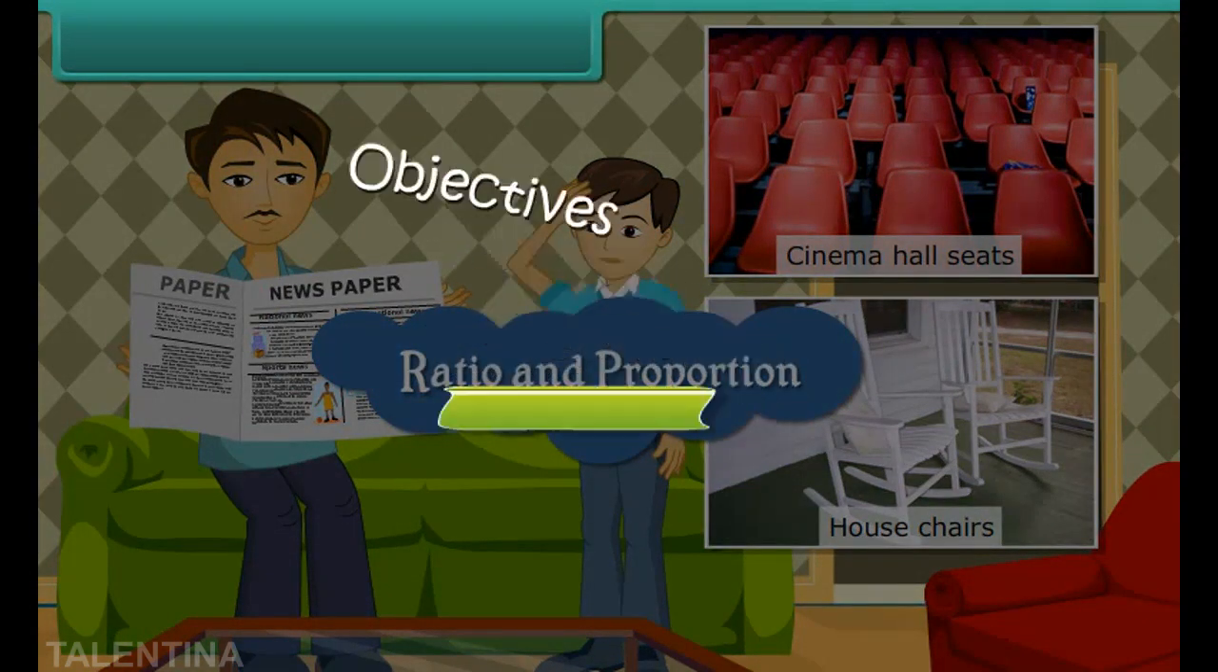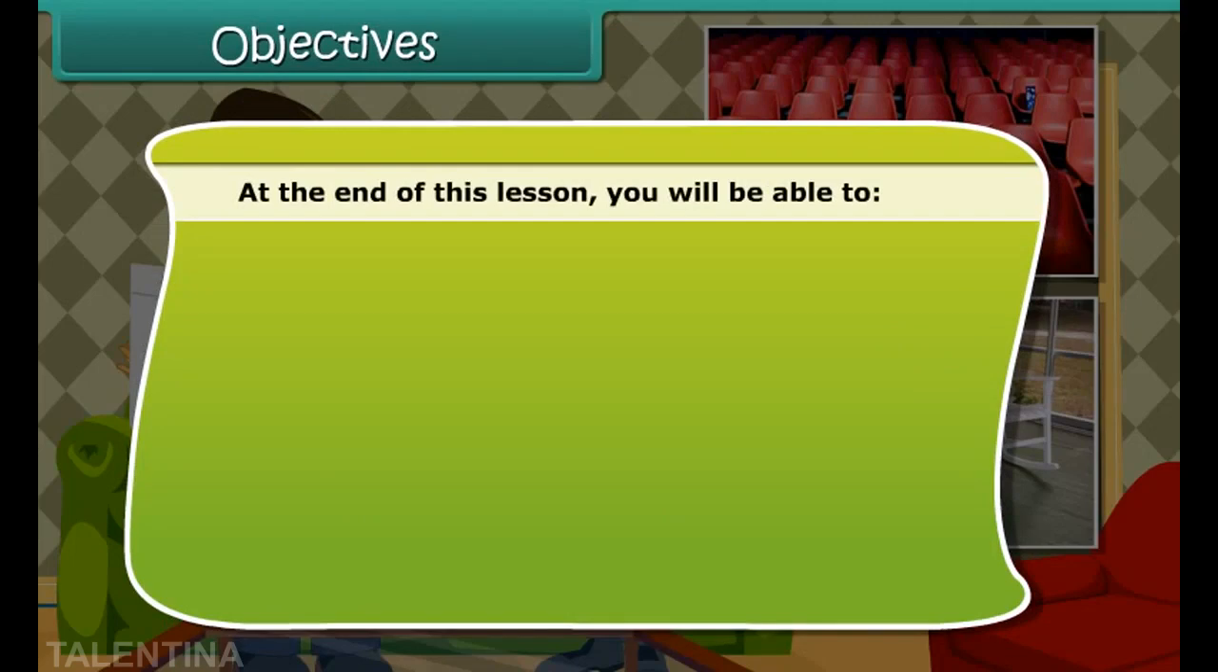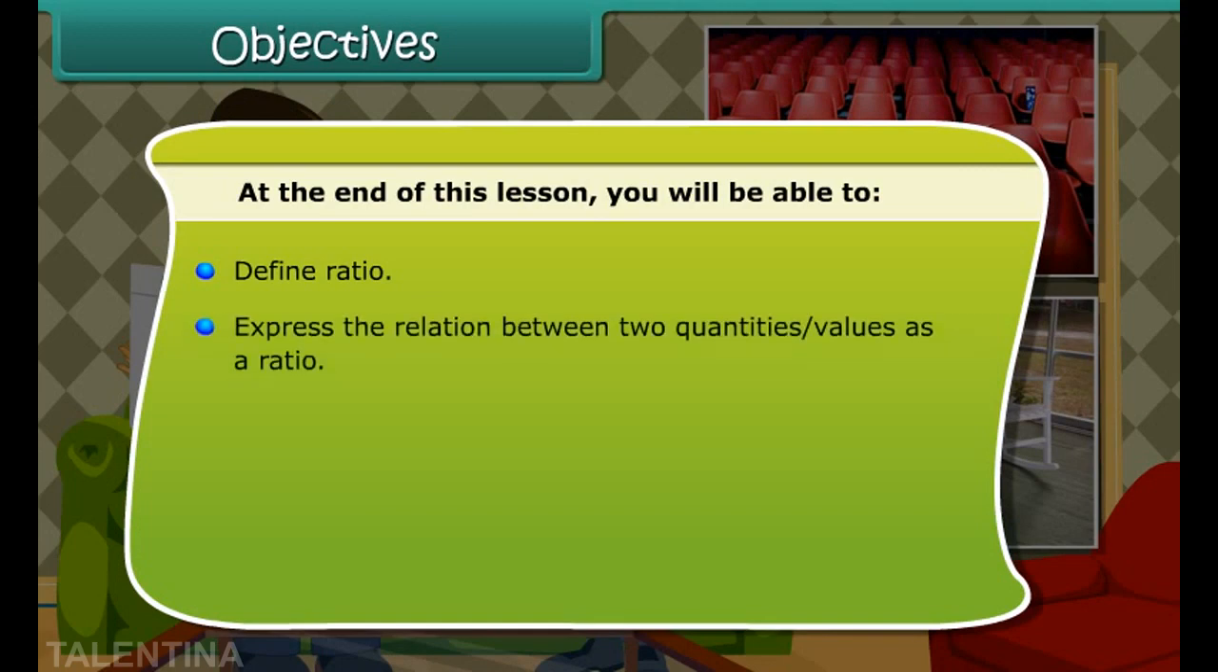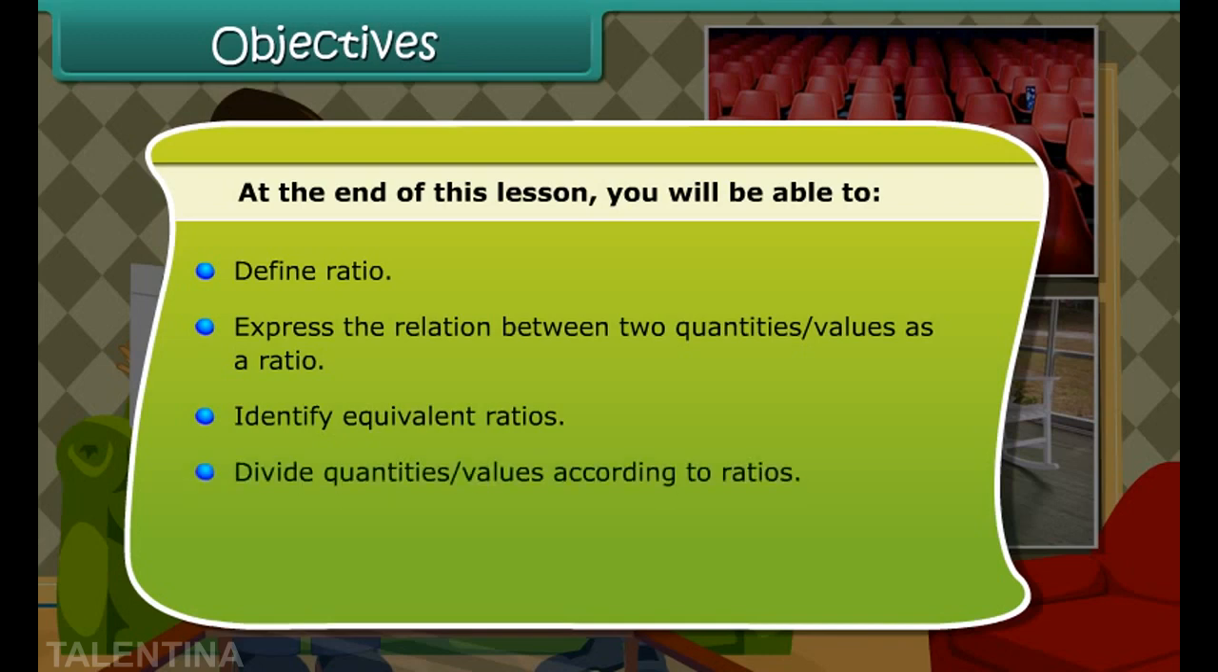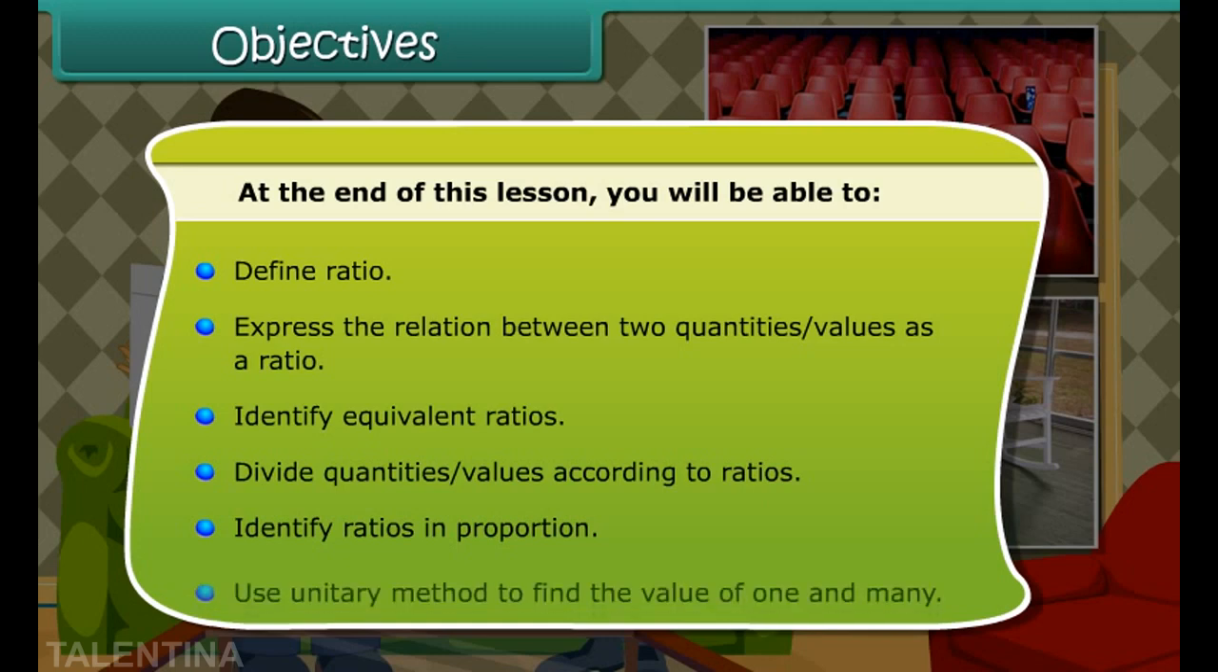Objectives. At the end of this lesson, you'll be able to define ratio, express the relation between two quantities as a ratio, identify equivalent ratios, divide quantities according to ratios, identify ratios in proportion, and use the unitary method to find the value of one and many.